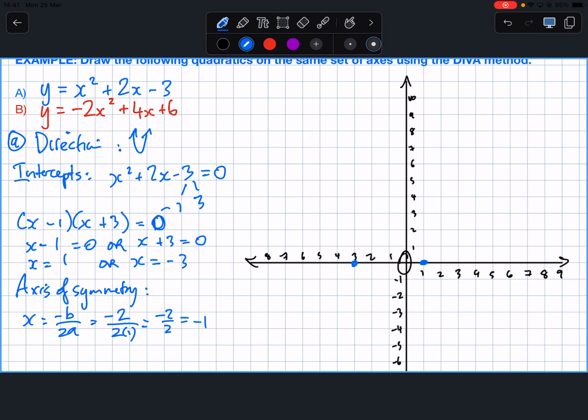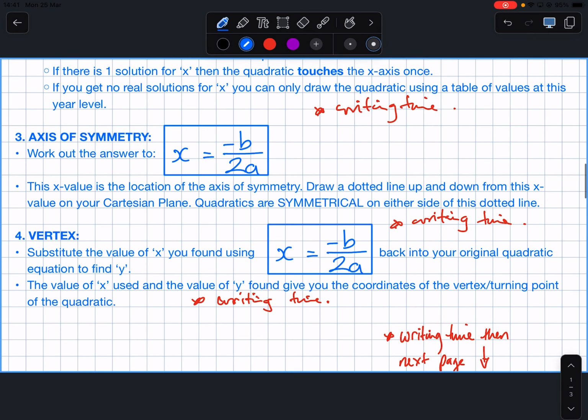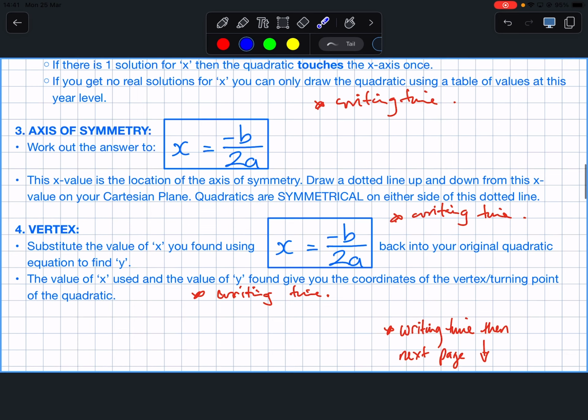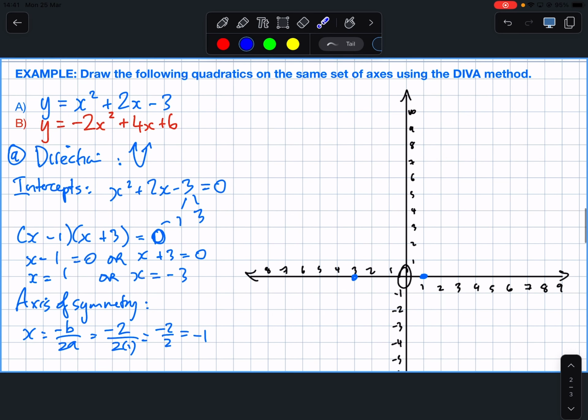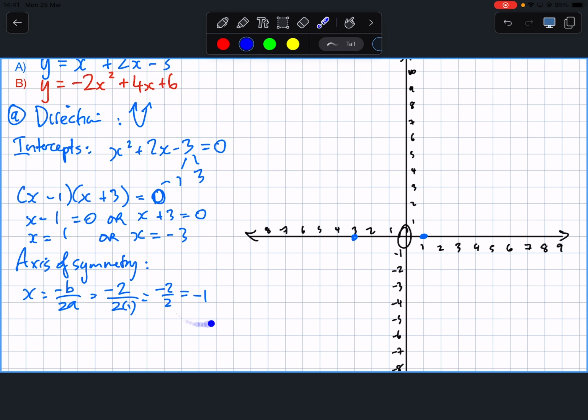Good. So what is that saying? Let's look at the step again. The x value is the location of the axis of symmetry. Draw a dotted line up and down from here. Quadratics are symmetrical on either side. So that's like you putting a mirror down, and I'm the same on this side, and the same on that side. Where is the axis of symmetry at? X is equal to -1.